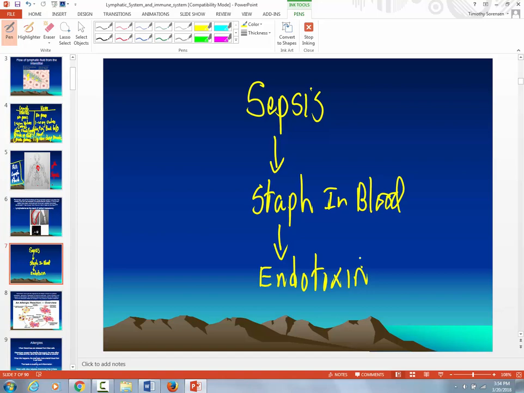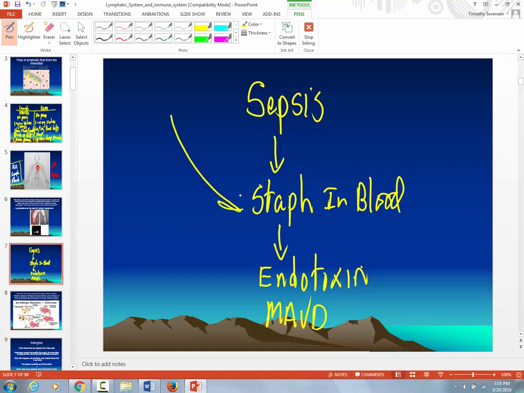Where's the staph? And where does the blood circulate? Right, all over. It releases endotoxin. Where's the endotoxin released? Endotoxin is a massive arterial vasodilator.